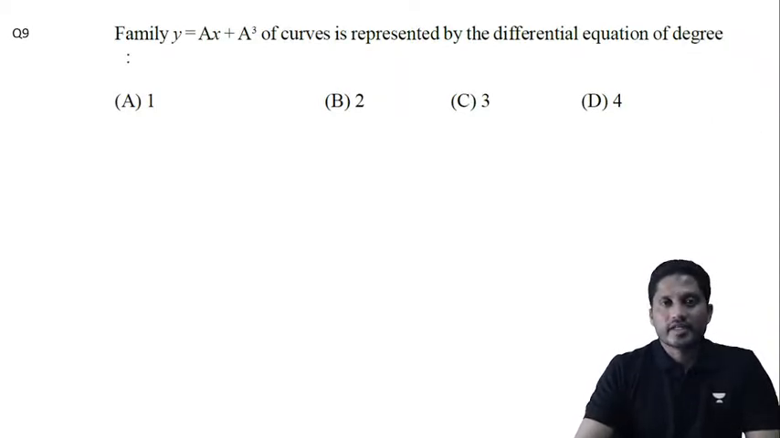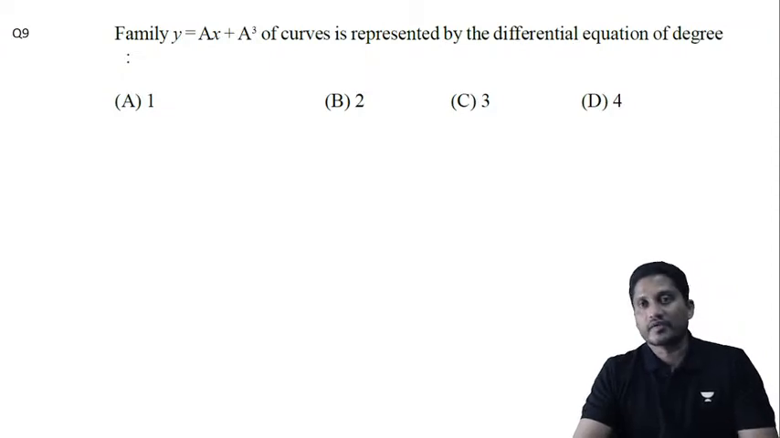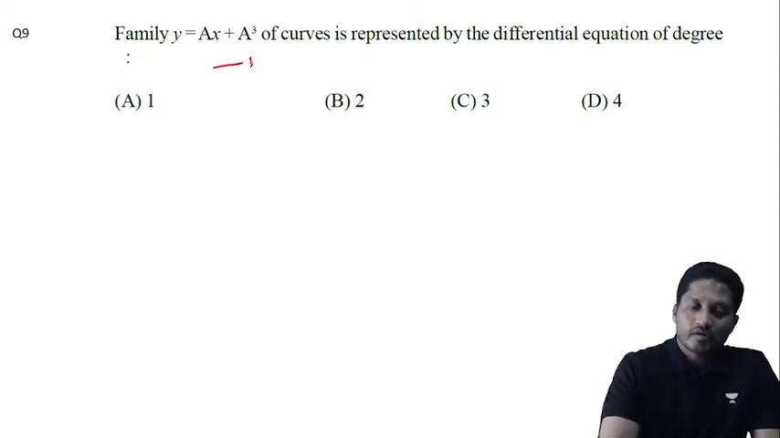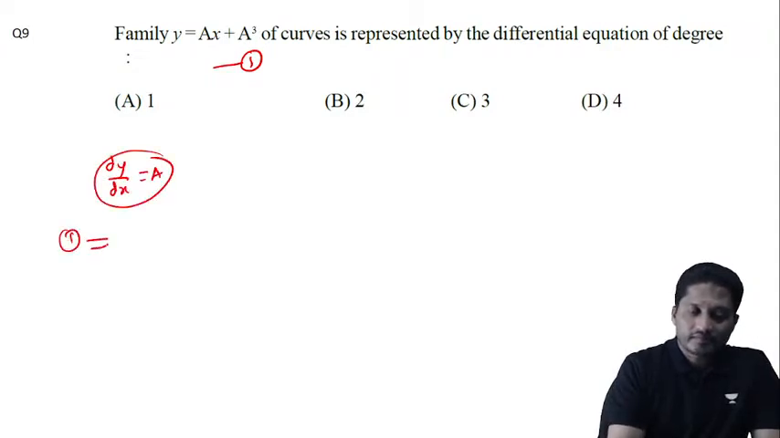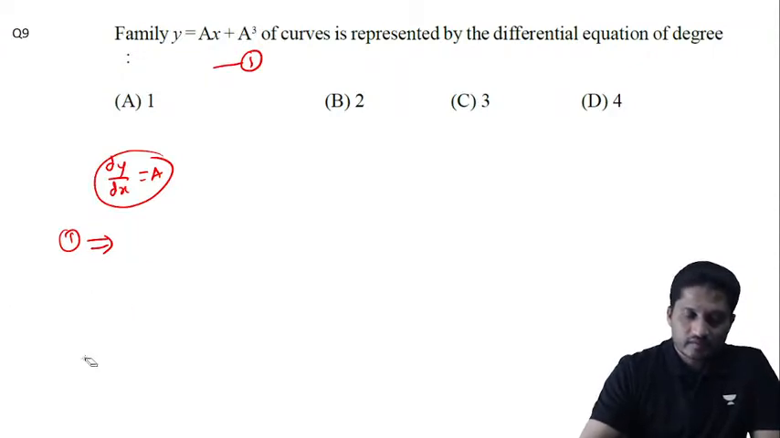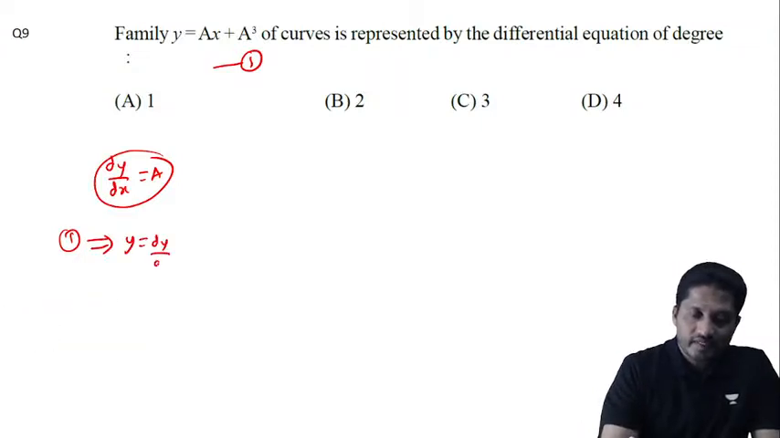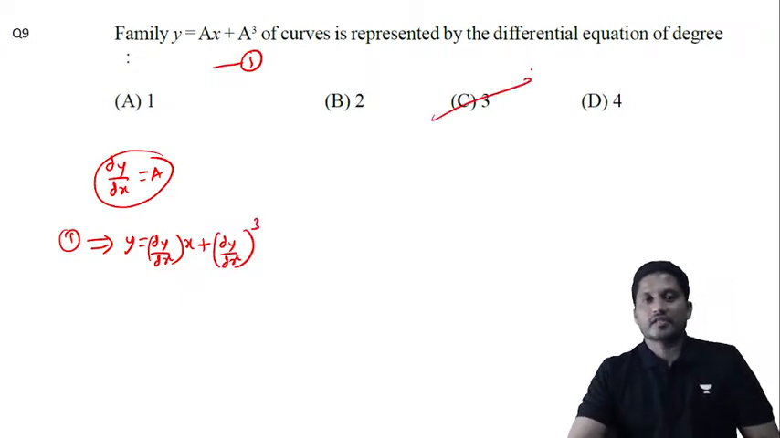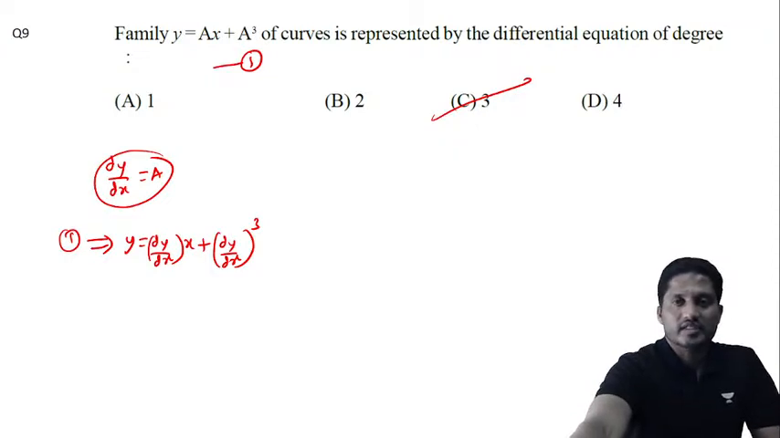y equal to ax plus a cube of the curves is represented by the differential equation of what is the degree. You call equation 1. I differentiate, dy by dx is equal to a, right? If I substitute back in equation 1, this becomes y is equal to dy by dx into x plus this is a cube, right? dy by dx the whole cube. Okay, it's a degree of differential equation 3. Order is 1, degree is 3.